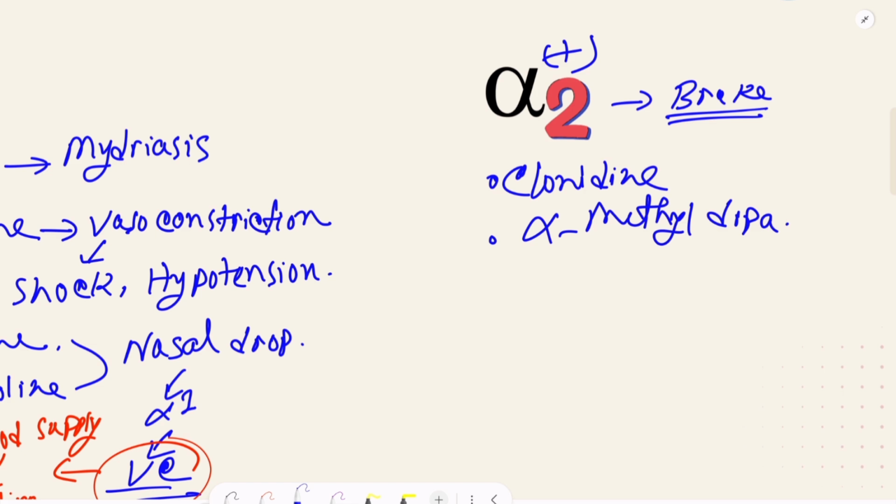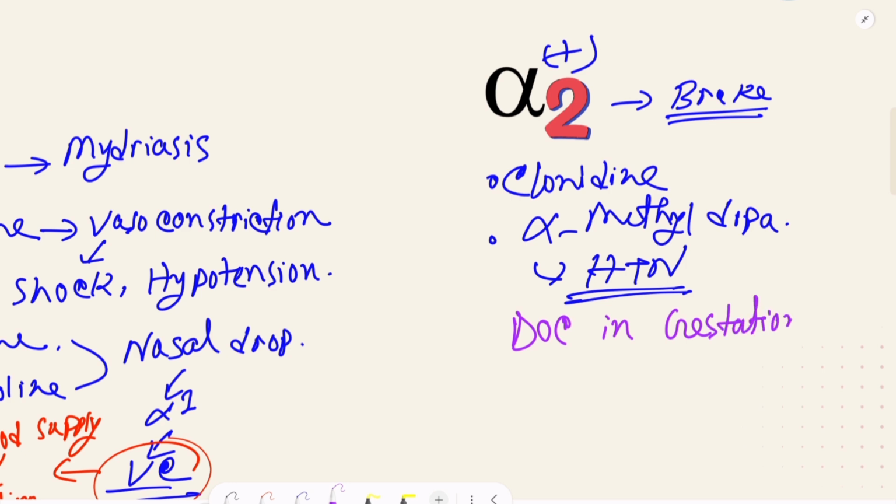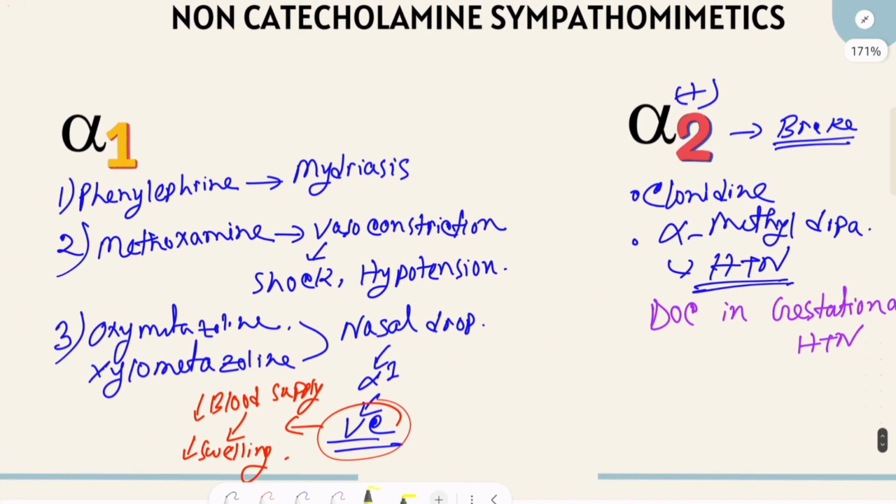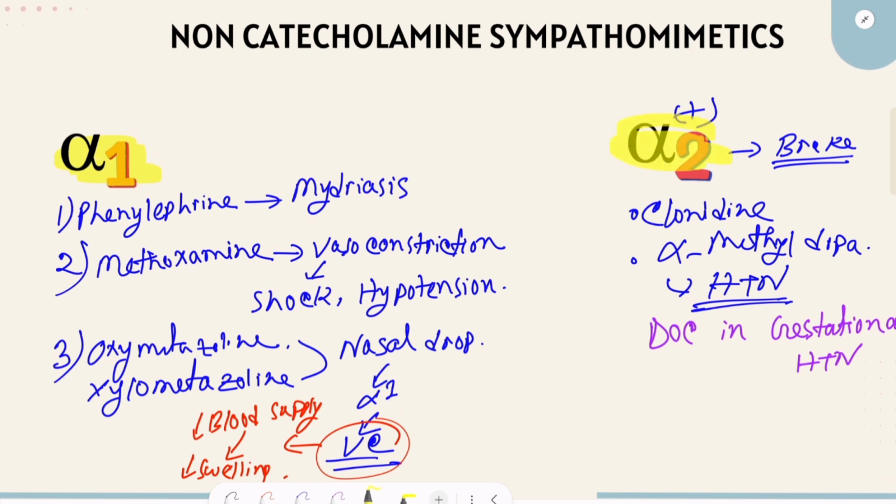And in which condition do we want to reduce the sympathetic outflow? Yes, it is hypertension. By reducing sympathetic outflow, we will reduce the heart work and also reduce the vasoconstriction. Both will help in hypertension. In fact, clonidine and alpha-methyl dopa are drugs of choice in gestational hypertension. So here we have discussed alpha-1 agonist non-catecholamines and alpha-2 agonist non-catecholamines.